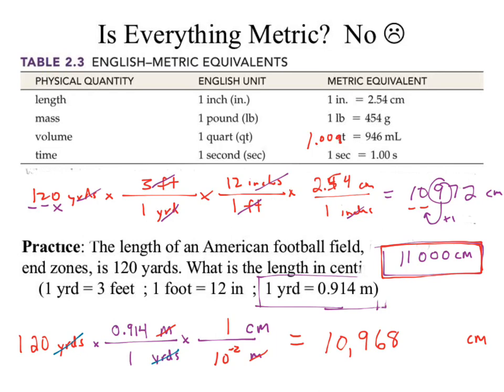Why did I not write 10,900 for my final answer? 3 sig figs, not 2. So you still have to be able to interpret sig figs.